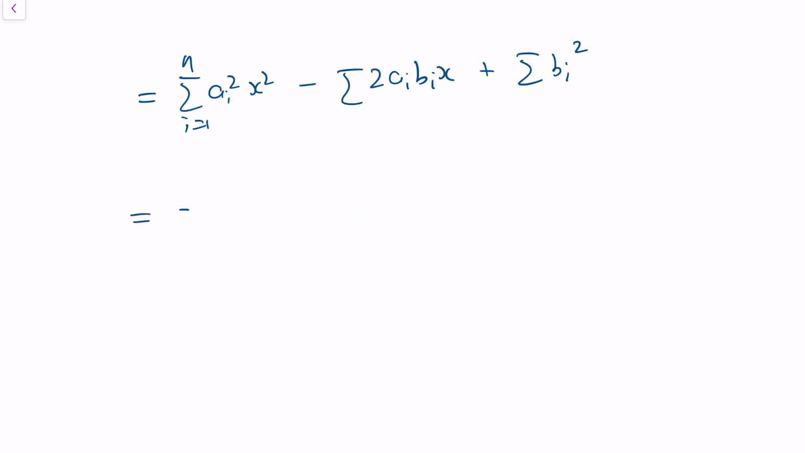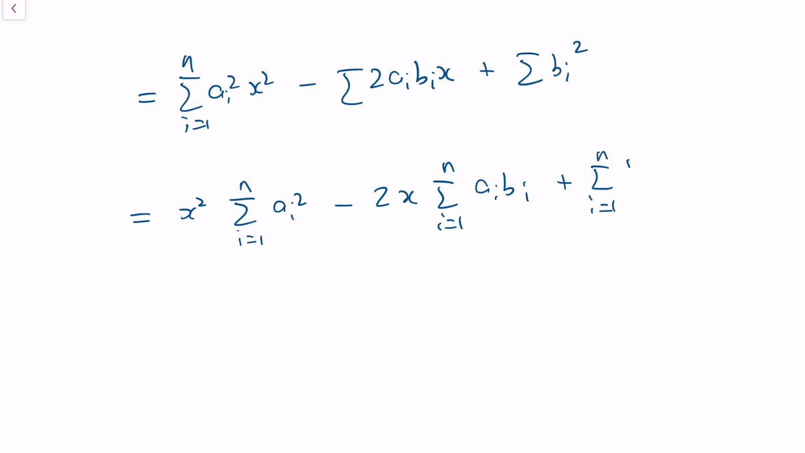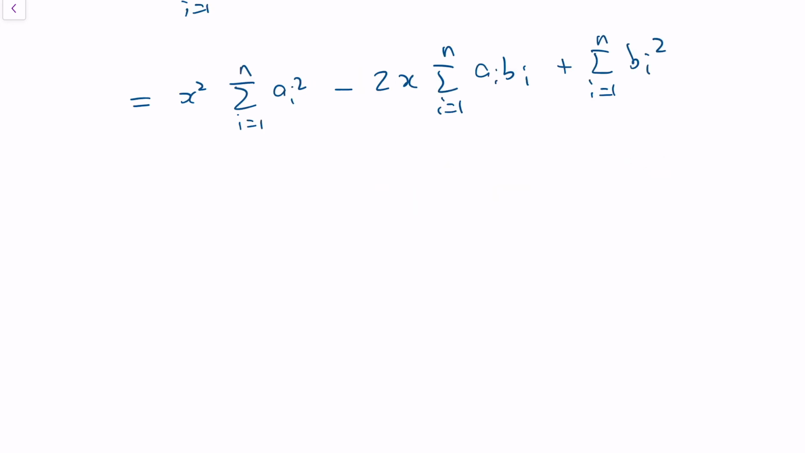Okay, so we can take x squared outside: the sum, i goes from 1 to n, of a_i squared, minus 2x times the sum, i goes from 1 to n, of a_i b_i, plus the sum, i goes from 1 to n, of b_i squared, right? Now if you notice, this is in the form of ax squared plus bx plus c. So we have x squared there, x there, and a constant term there, right?